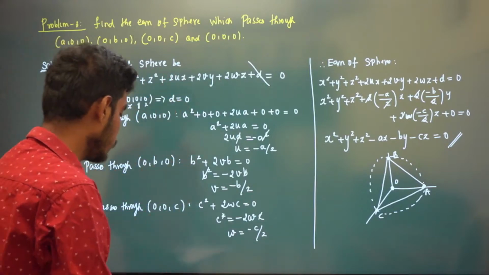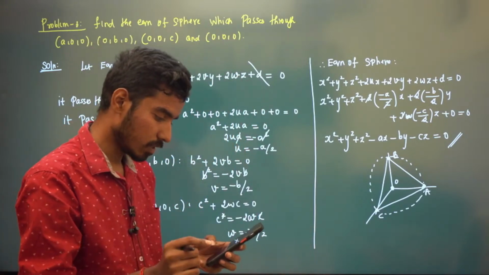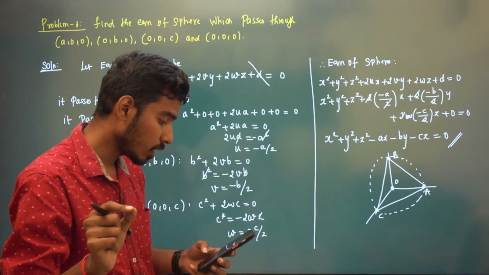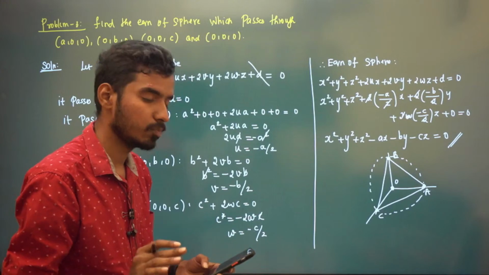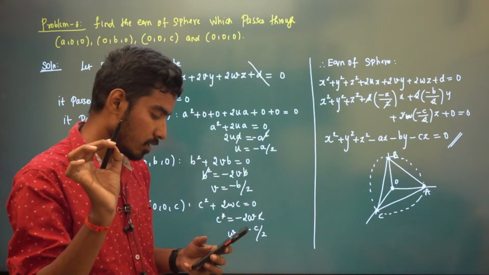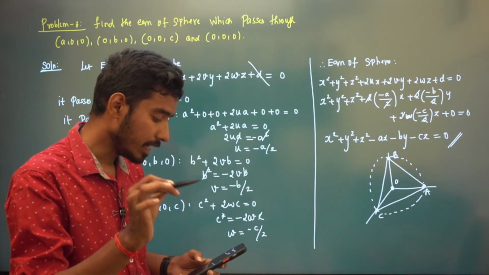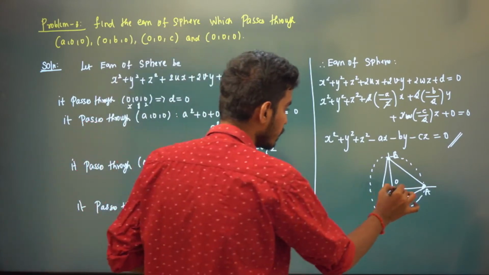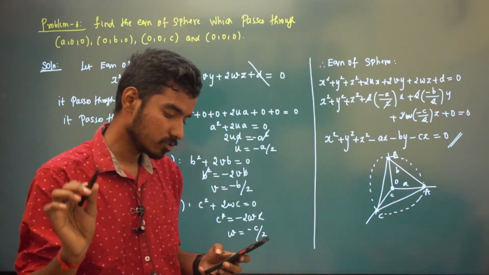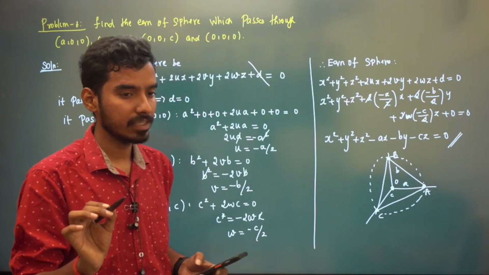This question can also be asked as: find the equation of sphere which passes through origin and intercept lengths a comma b comma c on xyz axis respectively. Write down what I am saying. Find the equation of sphere which passes through origin and intercept lengths a comma b comma c on xyz axis respectively.